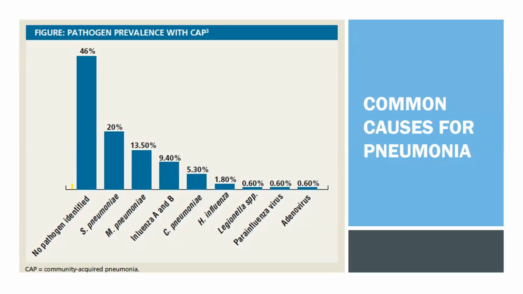Causes for pneumonia: no pathogen is identified almost half of the time, but when we do get a nice sputum specimen and we get a culture, then we are seeing that primarily we're getting strep pneumo, then mycoplasma pneumoniae, then you've got your influenza A and B pneumonias, chlamydia pneumoniae, Haemophilus influenzae, Legionella, parainfluenza, and then adenovirus. And somewhere near those adenovirus lives the coronavirus, okay? Not a very common pathogen for pneumonia.